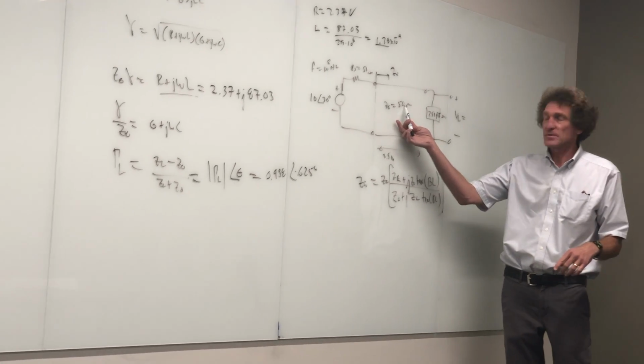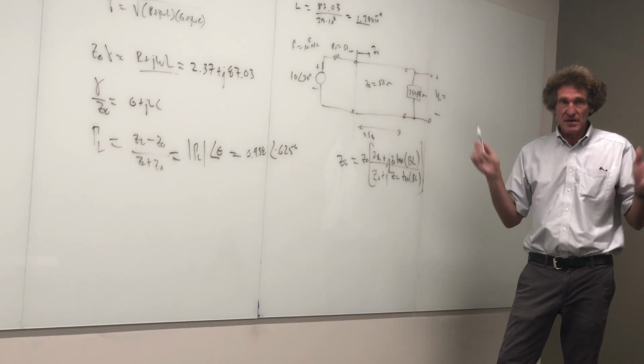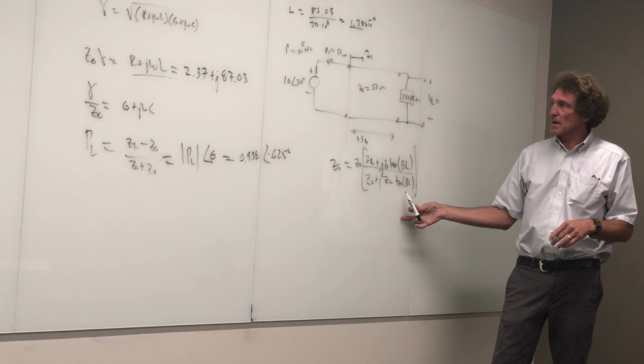The reason you know it's lossless is there's no angle here. There's not a plus j tan, it's real. That means it has no loss. All right, that's the input impedance, right?